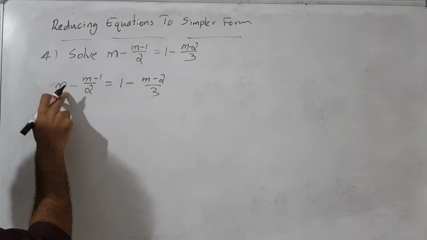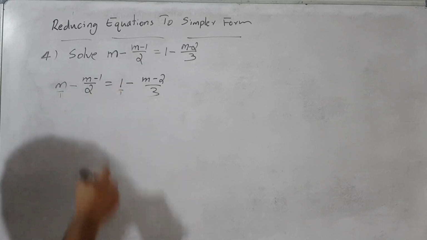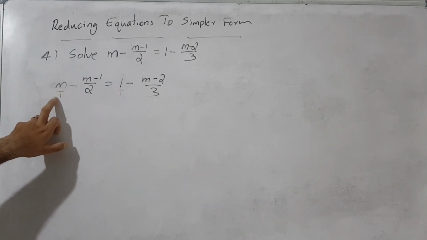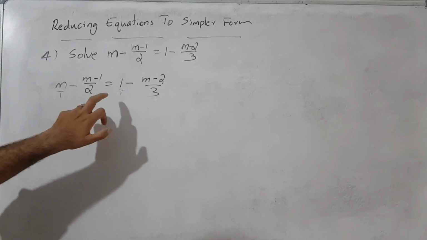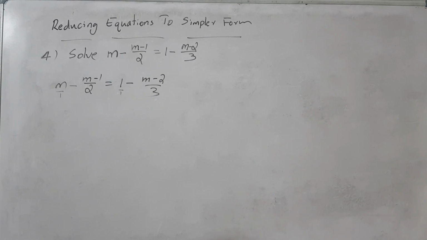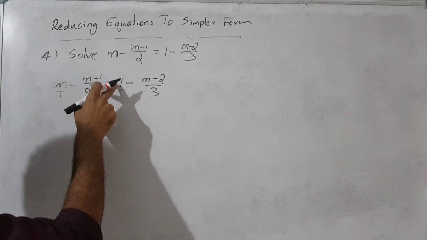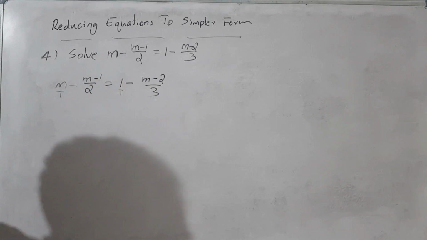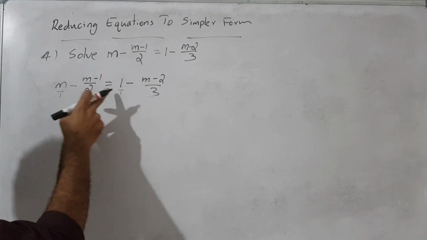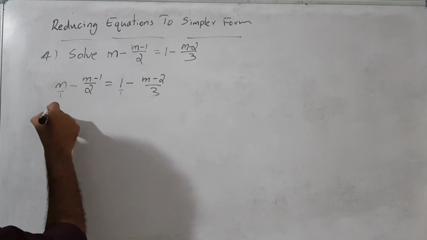For that, first we make this one in the form of fraction by 1, and here also by 1. Then we need to make the denominators equal for the subtraction. We multiply both the numerator and denominator by 2 here. Here we multiply both numerator and denominator by 3 for equalizing the denominator. To make the denominators equal, here we multiply by 2 and here we multiply by 3. So what are the changes?